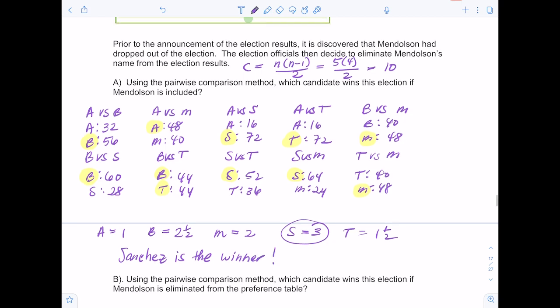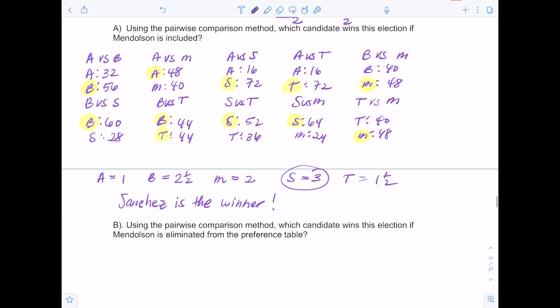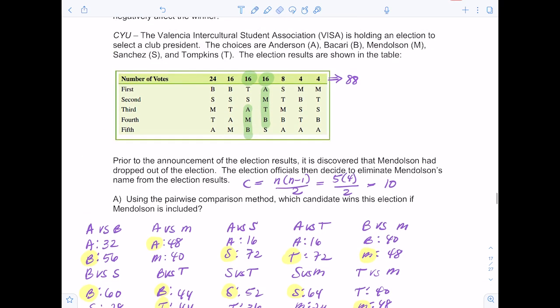Okay. So now remember, they found out that Mendelssohn had dropped out of the race. So we're going to do the same voting method, pairwise comparison. This time we're not including Mendelssohn. So when you're in the table, you want to cross out anywhere M is, and then remember everything, if it needs to, is going to shift.